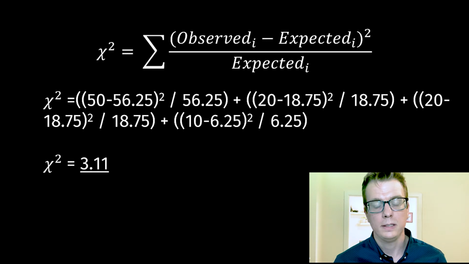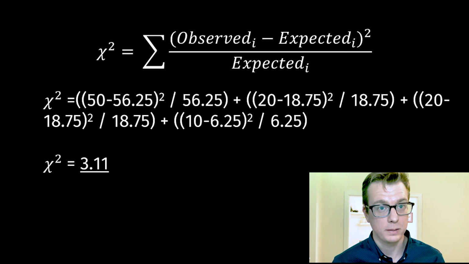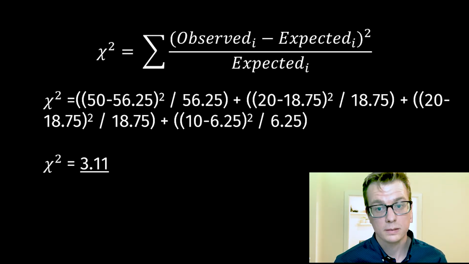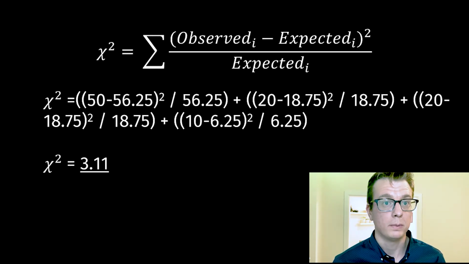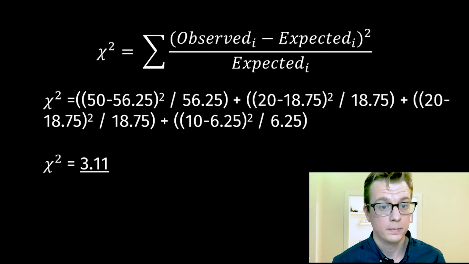Here, chi-squared equals (50 minus 56.25) squared divided by 56.25, plus (20 minus 18.75) squared divided by 18.75, plus (20 minus 18.75) squared divided by 18.75, plus (10 minus 6.25) squared divided by 6.25. And we end up with a chi-squared of 3.11. Of course, this is just a test statistic.